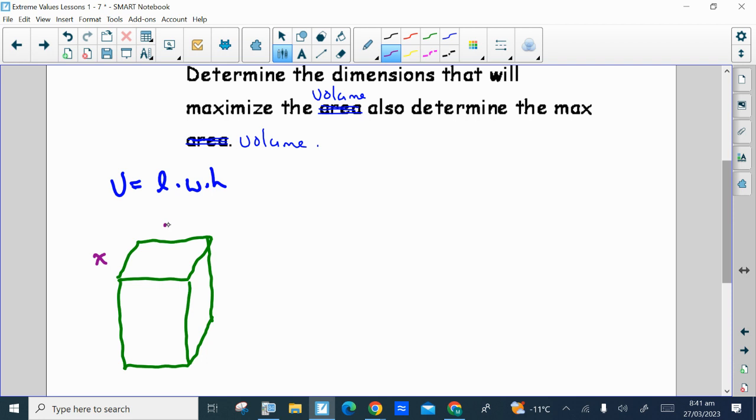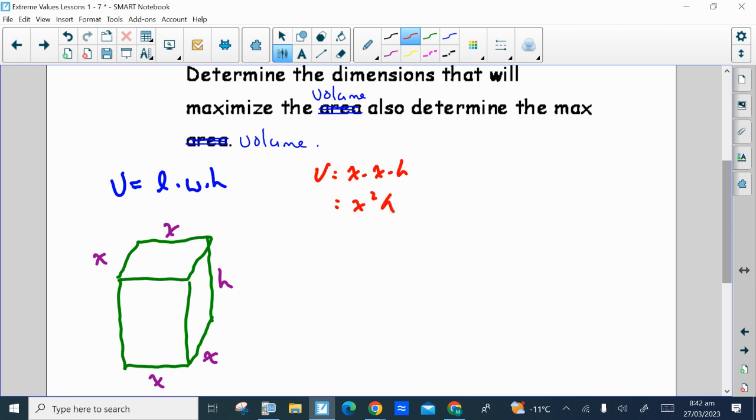So if we say that the base or the top measures x by x, and then we'll have h the height. And the four sides are congruent rectangles. We're told that the sides are congruent rectangles. So now we can say that volume equals x times x times h, or x squared times h.